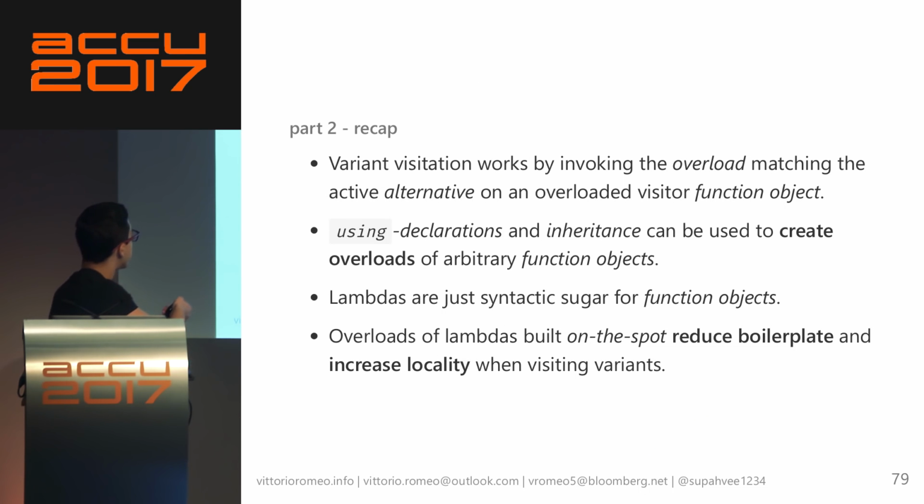So as a recap, variant visitation works by invoking an overload matching the active alternative on an overloaded visitor of function objects. Using declarations and inheritance can be used to create overloads of arbitrary function objects. Combining those two language features allows you to do that. And it's not only useful in the case of variant visitation, but I'm sure you can find other uses for it. Lambdas are just syntactic sugar for function objects, so all I said before applies to lambdas as well. And overloads of lambdas built on the spot can reduce boilerplate and increase locality when visiting variants.